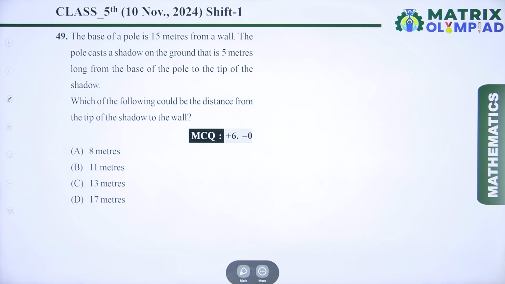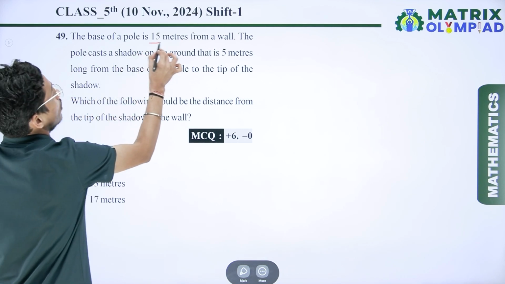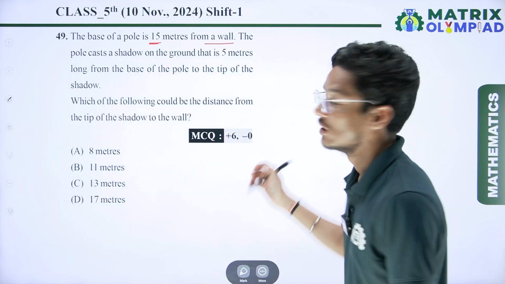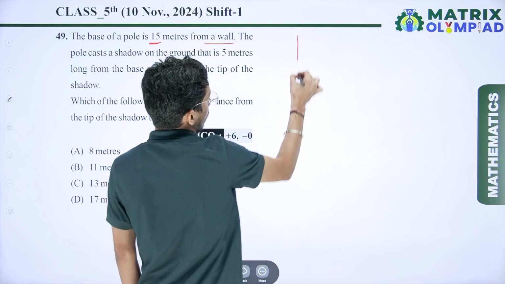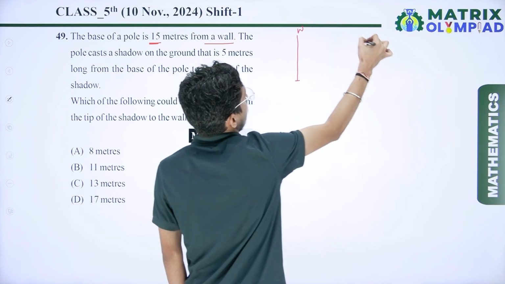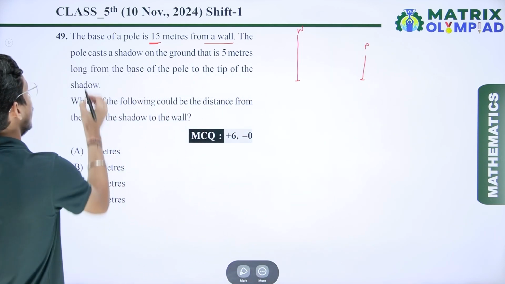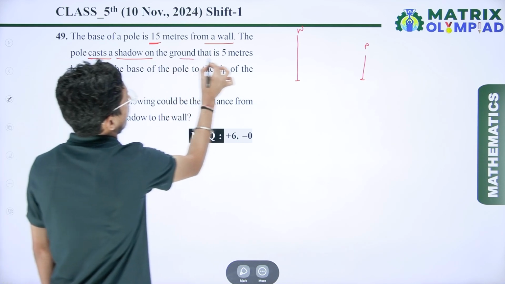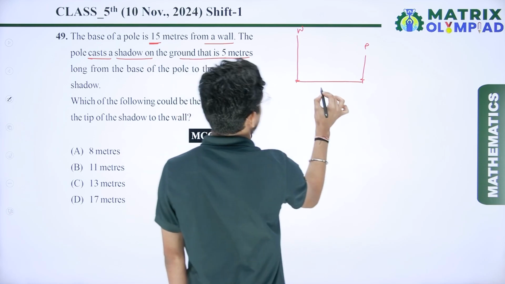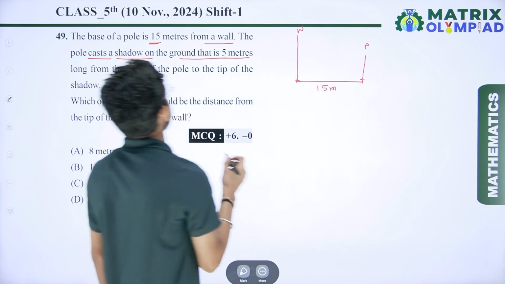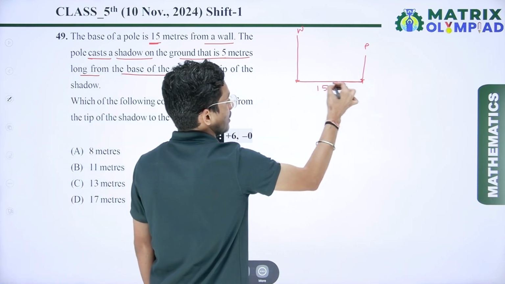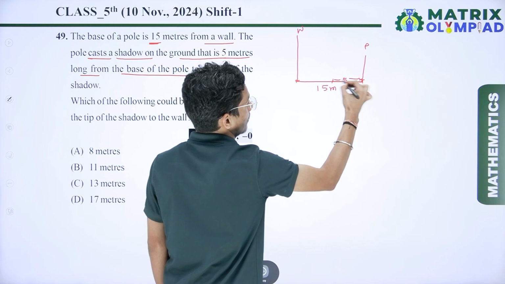So now if I talk about the next question, the base of a pole is 15 meter from a wall. Let's assume we have a wall and we have a pole. This one is the wall. I can write W for wall, P for pole. The pole casts a shadow on the ground of 5 meter. So the distance between them is 15 meter, and on the ground, 5 meter long from the base of the pole. It means it casts a shadow, that is this one, and the distance of this one is 5 meter.